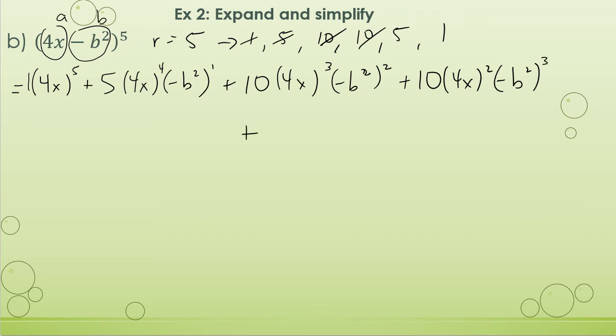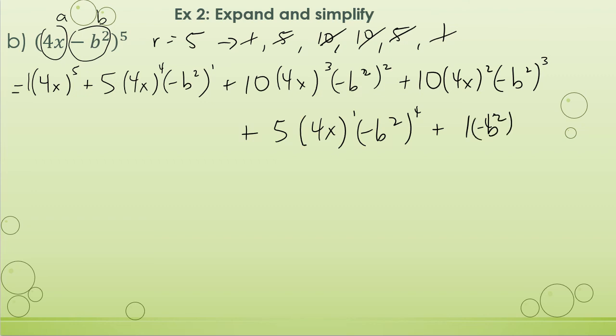Continue down here. Plus my next coefficient, 5. 4x goes down by 1. Negative b squared goes up by 1. Plus last coefficient. And we have negative b squared. Sorry, I know that looks like a 4. We'll erase that.